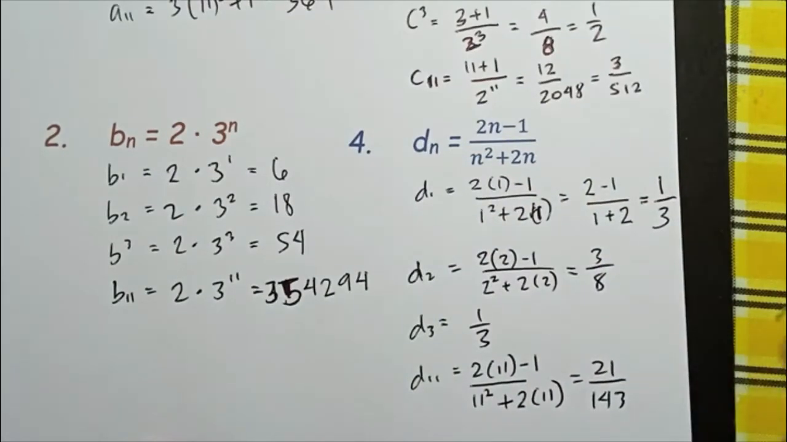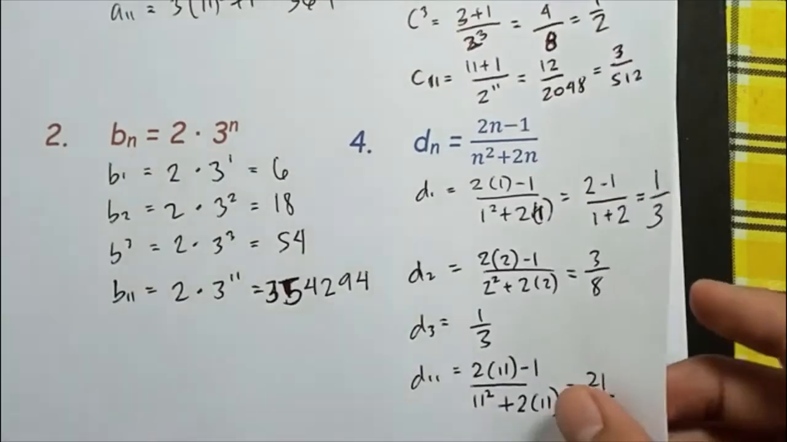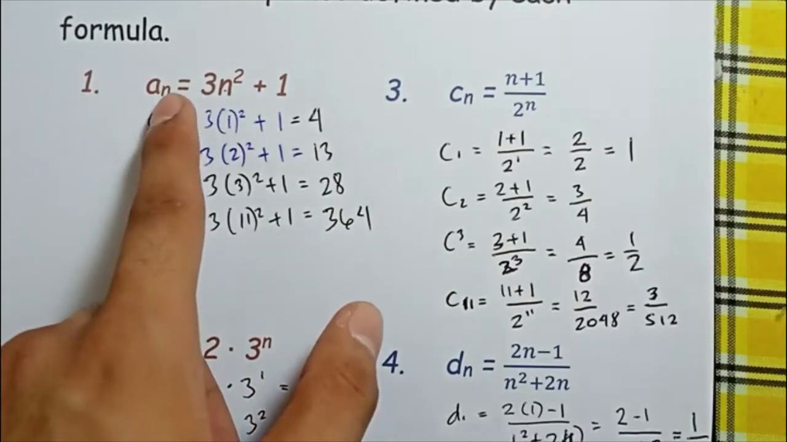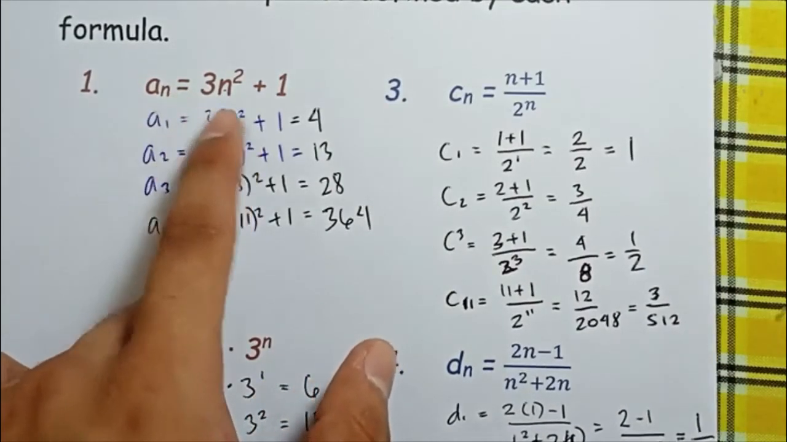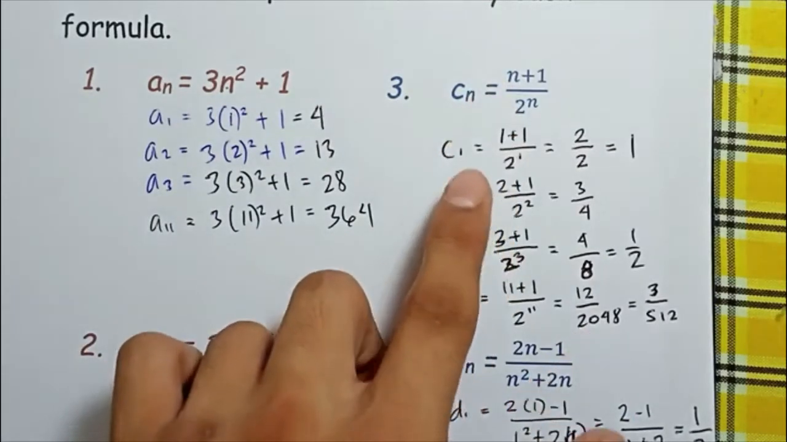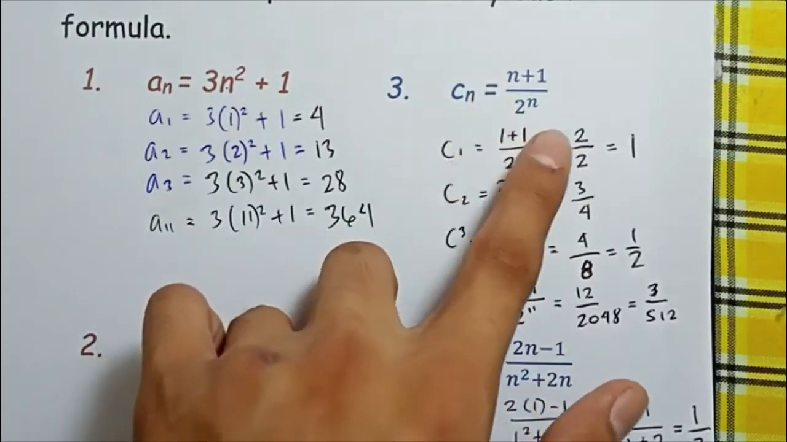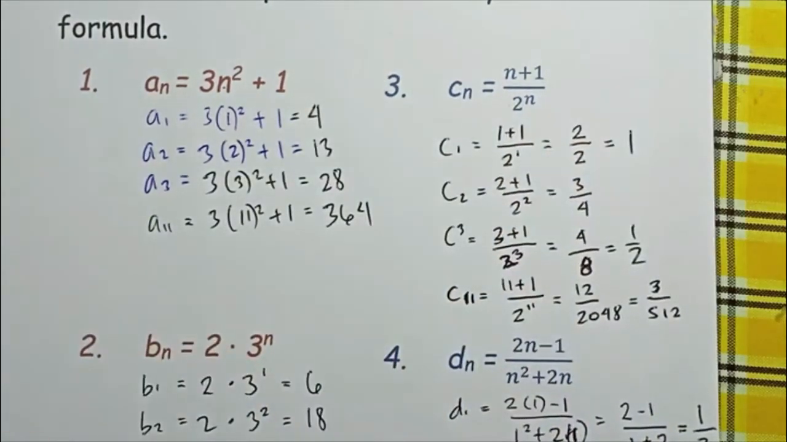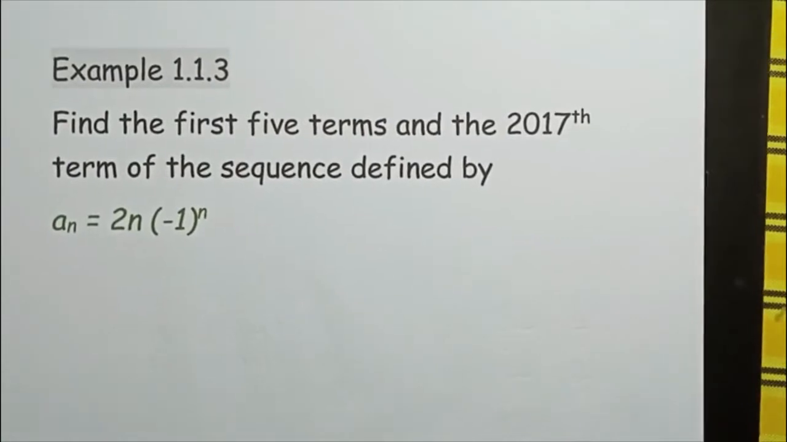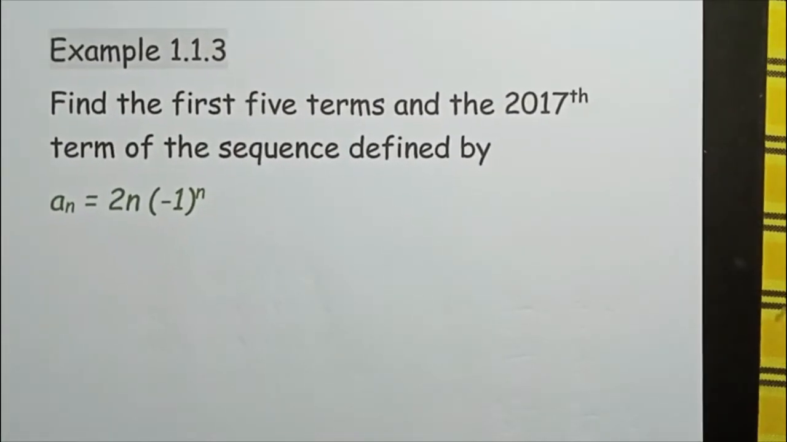Basically, nagsasubstitute lang tayo to get the terms. So, dito, substitution lang. A sub 1, yung n natin naging 1. Kasi nga, A sub 1 eh. Dito naman C sub n, kaya yung n natin sa C sub 1 is nagiging 1. So, ganun lang. Kahit ano pang ibigay, kahit 11 term, kahit 20 term, substitute lang sa n yung term na given.